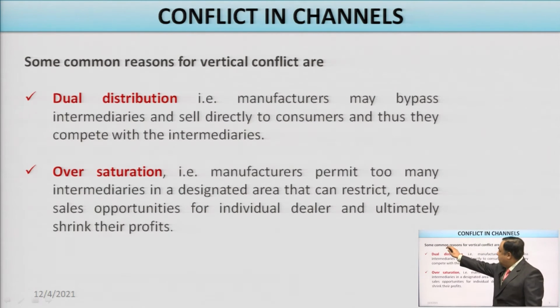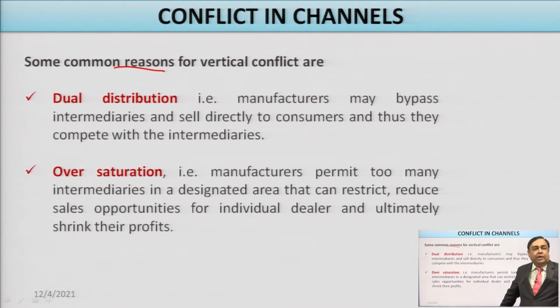Some of the common reasons for the vertical conflict are dual distribution. Manufacturers may bypass an intermediary and sell directly to the customers, and thus they compete with the intermediaries.